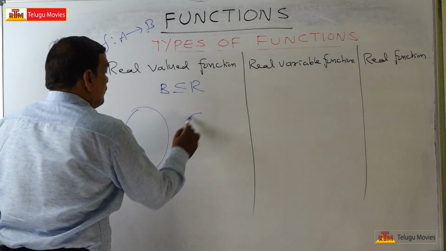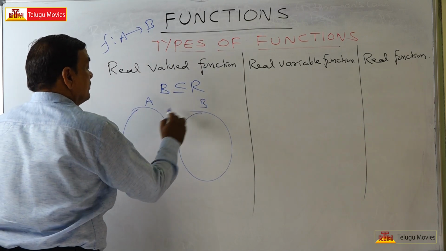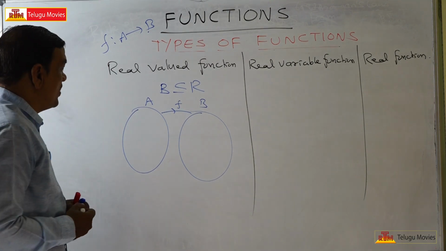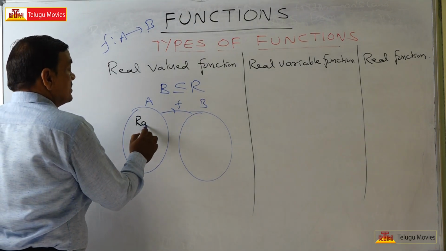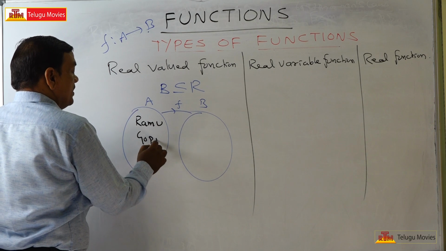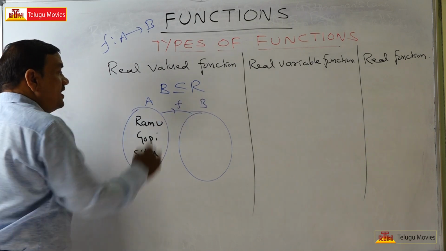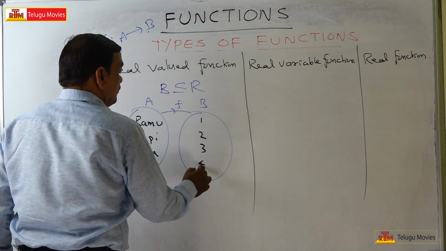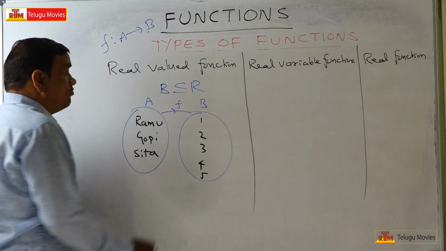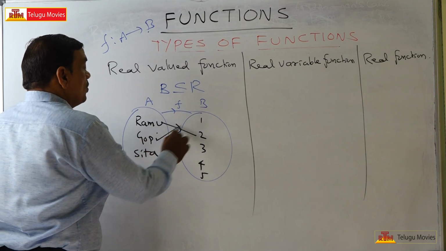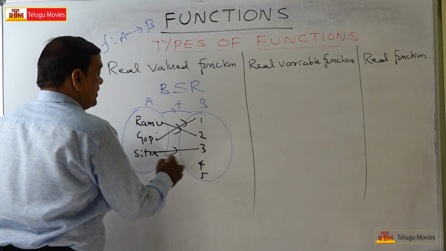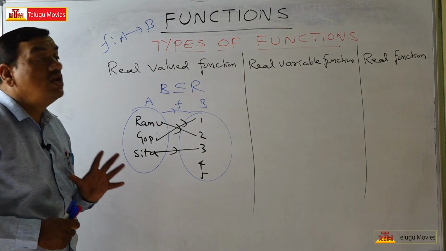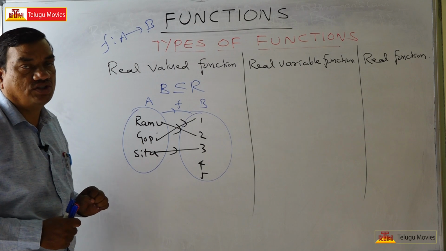For example, f is a function. Suppose A contains the names of the persons, Ramu, Gopi, Sita. Here B contains their roll numbers 1, 2, 3, 4, 5 like this. Ramu's roll number is 2, Gopi's roll number is 1, Sita's roll number is 3. Understand this? This type of functions are called real valued functions.